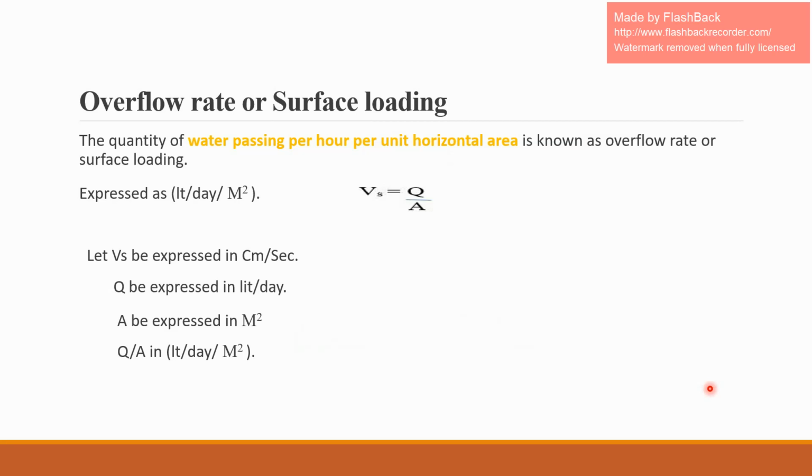Next one, flow rate or surface loading. This is nothing but how much quantity of water you are adding per horizontal area. This is known as surface loading. It is given by Vs equals Q by A, and it is expressed in liters per day per meter square.